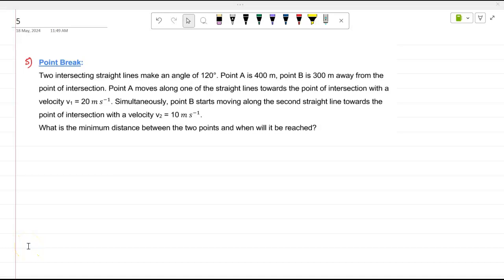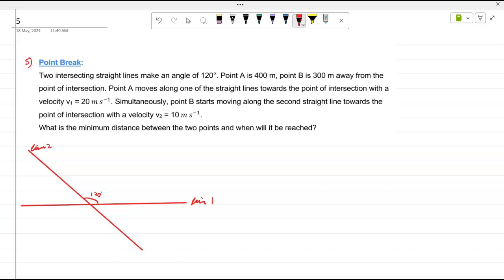Now, two intersecting lines make an angle of 120 degrees. Suppose you can draw it any way you like. Let's say we draw it like this. This is one line, Line 1, and this is Line 2. The angle between the lines is 120 degrees.